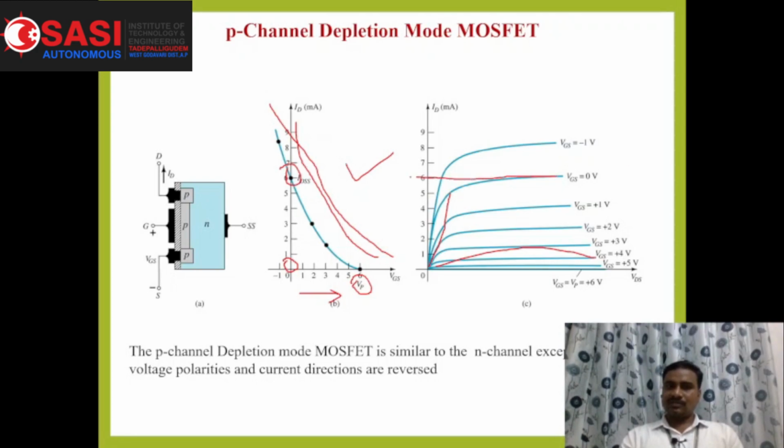So at VGS equal to 0, your IDS is also 0. If you increase the VGS more than 0, that is in the reverse direction, your current also changes. As VGS increases, at the maximum value of pinch-off voltage, your current ID is going to be 0 in the positive direction.